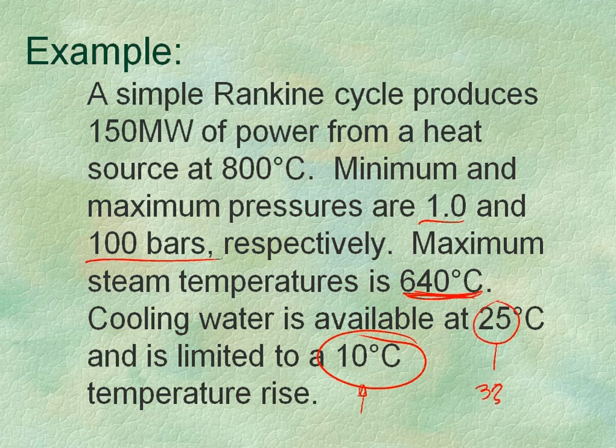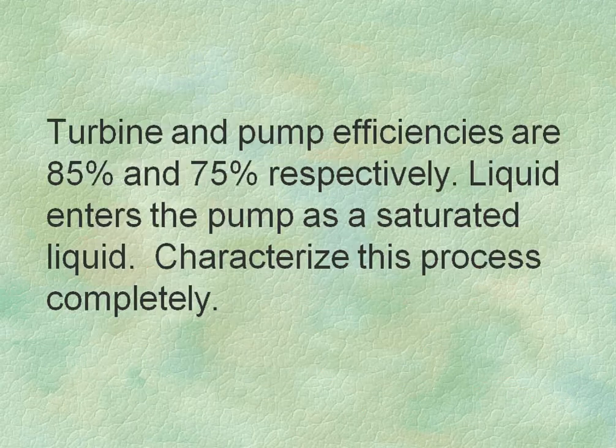Let's suppose turbine and pump efficiencies are 85 and 75%. And let's suppose liquid enters the pump as a saturated liquid. I want you to characterize this process completely. We'll save that for homework.